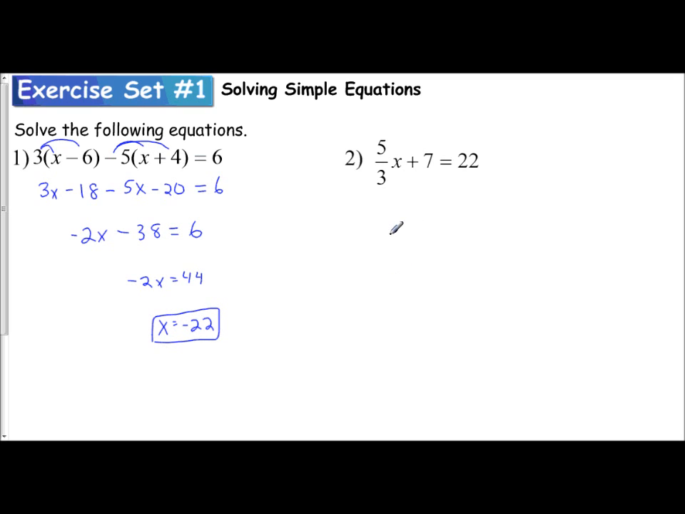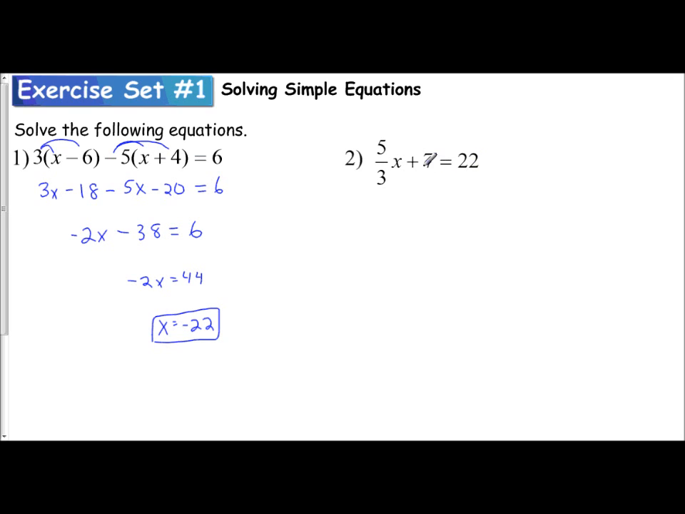If I take a look at number 2, it's a little bit trickier because here I see I have 5/3 x plus 7 equals 22. My coefficient for the variable is 5/3. And so we're going to understand the process we use for solving this because a lot of times you're told, oh, divide by the coefficient. This is going to be a little bit different. So the first thing we want to do is, can we simplify any further? Here, with a variable term and a constant equal to a number, you can't simplify any further.